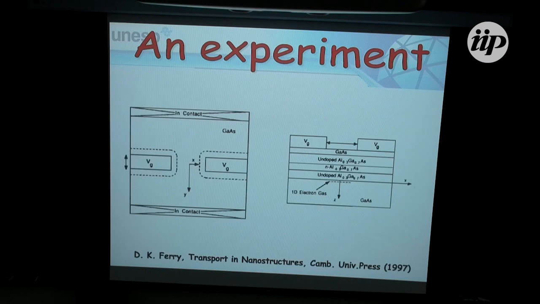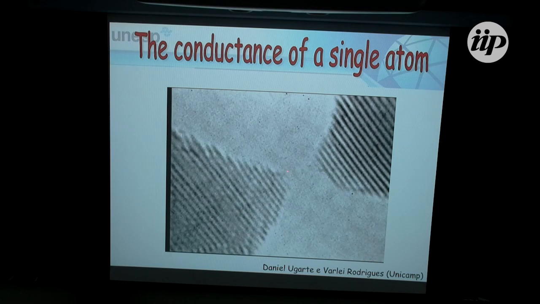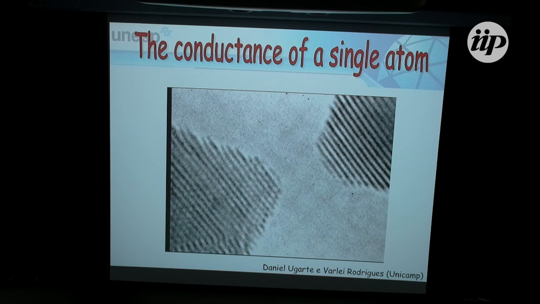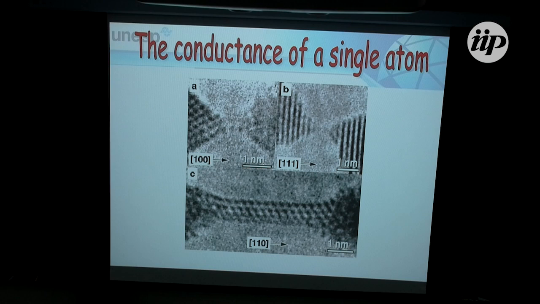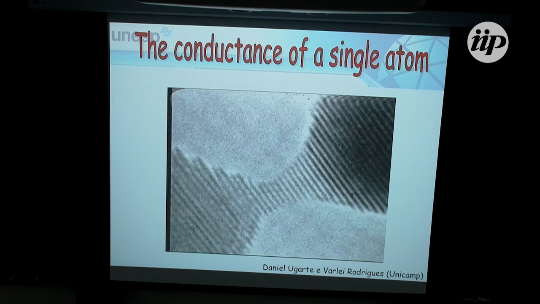This can also be done in single chains. For example here, the experiment by Daniel Gatti and Varley Rodriguez at Unicamp, they form a single atom chain, in this case gold. You can see a single atom chain forming in a transmission electron microscope. That's the chain there. And they can actually measure the current flowing through a device like this, so through a single atom chain. You can have chains of different shapes. Here, for example, you have a slightly thicker structure. This is silver, but you can do it for platinum, you can do it for gold. All these metals can form chains, and you can calculate and you can measure the conductance.